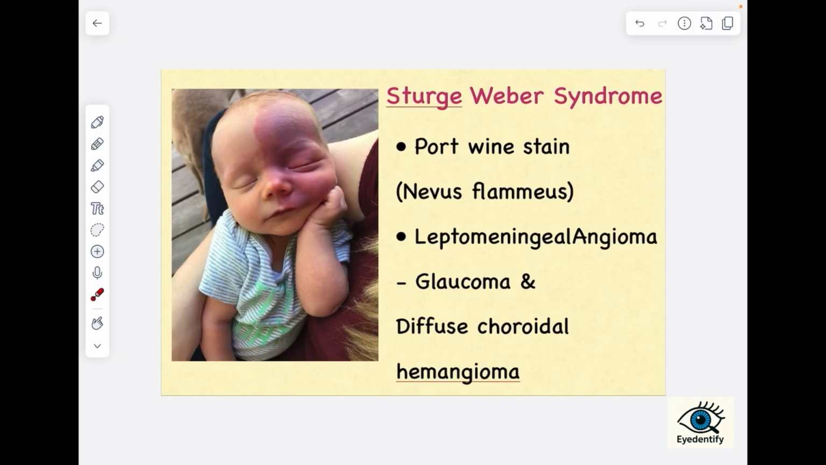If the question said the patch was not blackish, but something like reddish, then the answer can be Sturge-Weber syndrome, where there is a port-wine stain on one side of the face. In Sturge-Weber syndrome, the classic triad we have to remember is port-wine stain, also called nevus flammeus, leptomeningeal angioma, and ocular involvement in the form of glaucoma and diffuse choroidal hemangioma. So in either case, the answer will be glaucoma. Remember Sturge-Weber syndrome also.